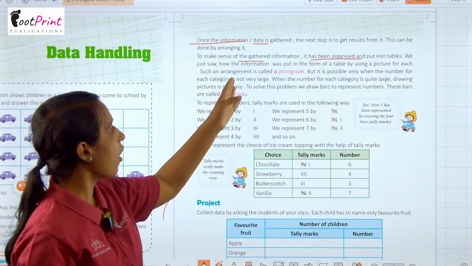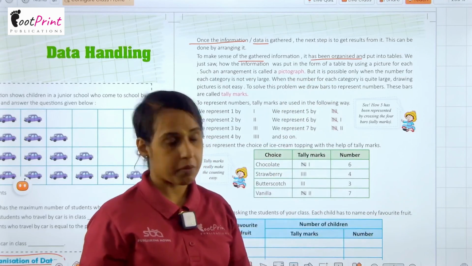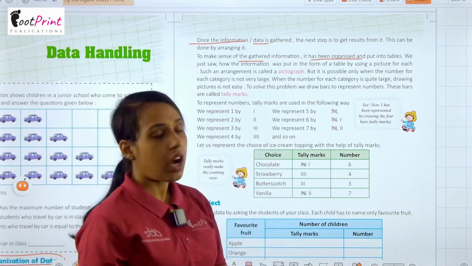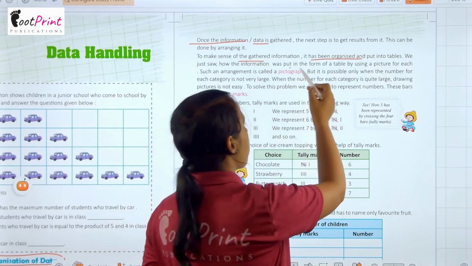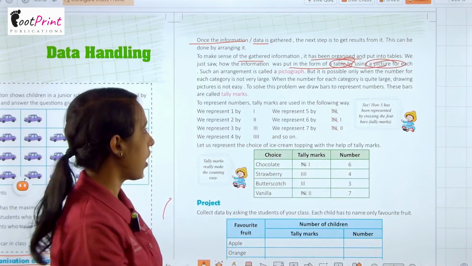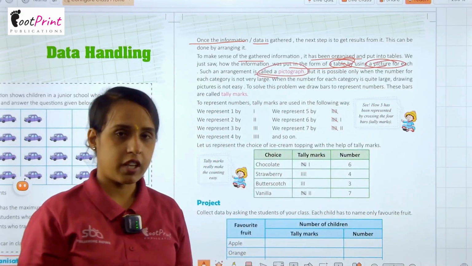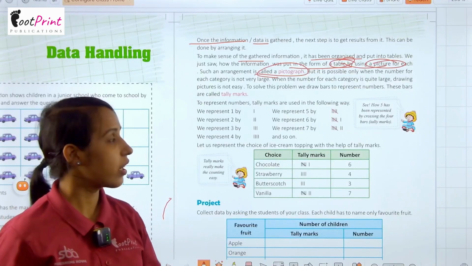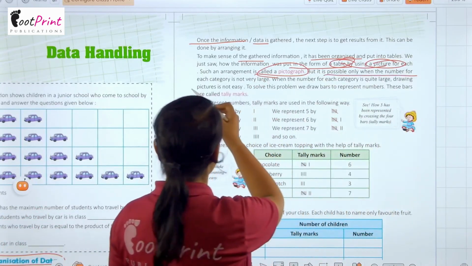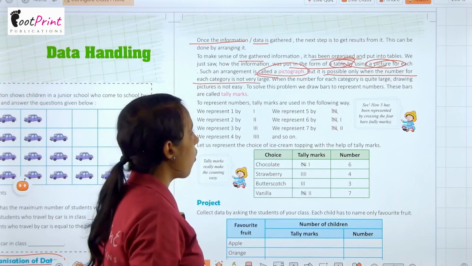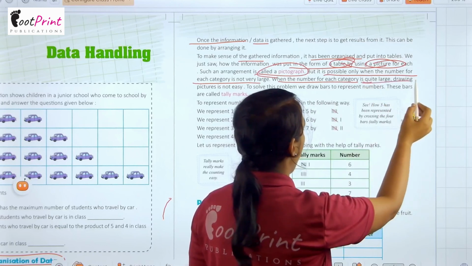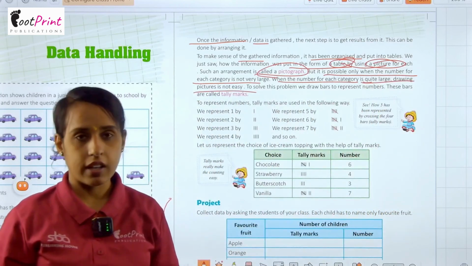We just saw how the information was put in the form of a table by using pictures for each. Such an arrangement is called a pictograph. और ऐसी इंफॉर्मेशन को जब हम टेबल से पिक्चर्स के फॉर्म में दिखाते हैं दैट इज कॉल्ड पिक्टोग्राफ. ठीक है, जो पिक्चर्स के थ्रू हम डेटा को रिप्रेजेंट कर रहे हैं उसको हम बोलेंगे पिक्टोग्राफ. But it is possible only when the number of each category is not very large. When the number for each category is quite large, drawing pictures is not easy.